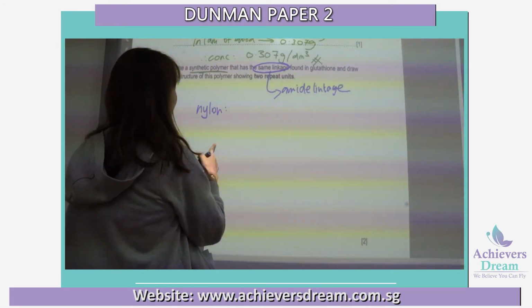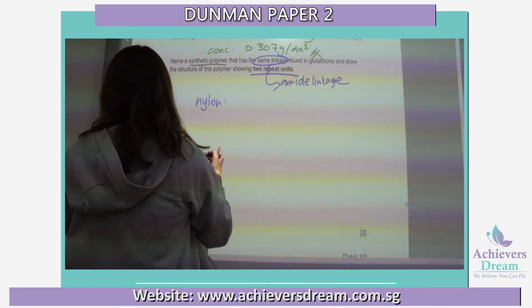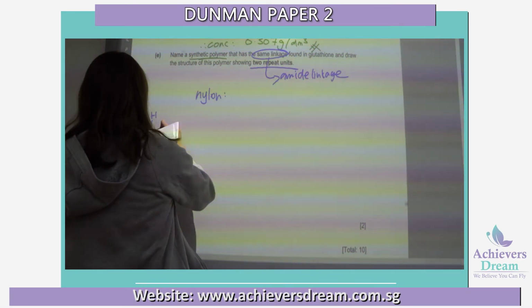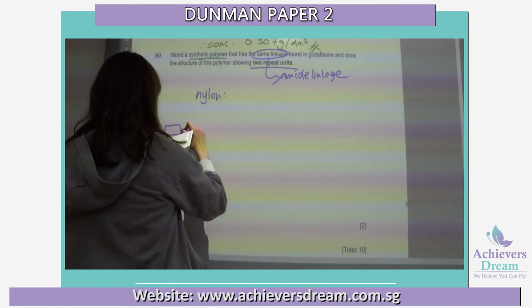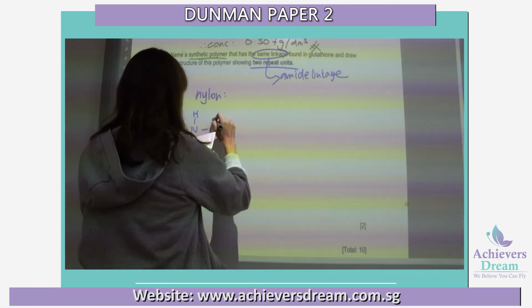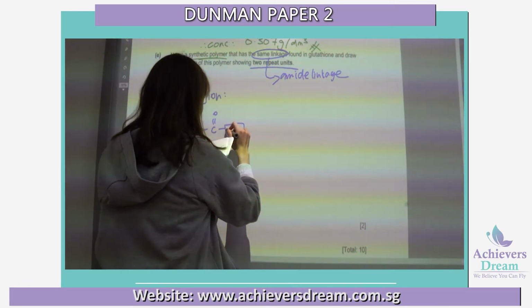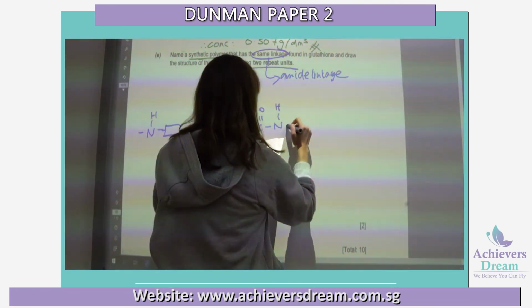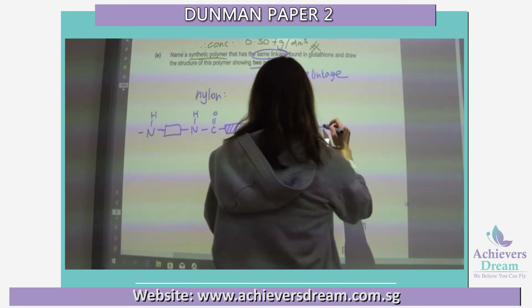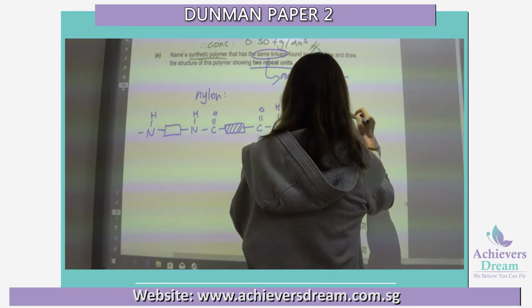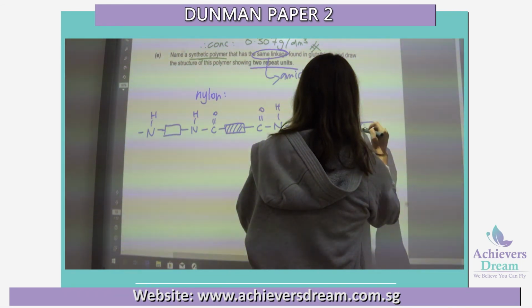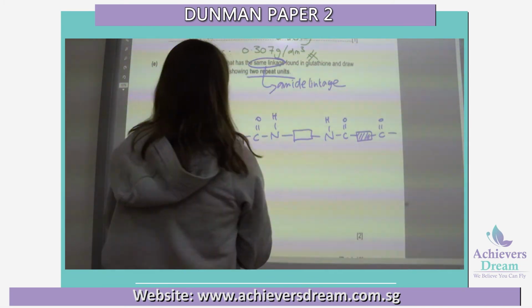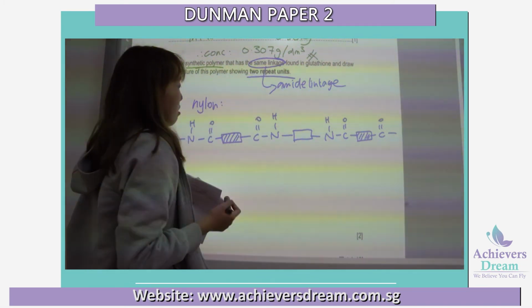And what is the structure? Showing 2 repeat units. This one is straight from the notes, so just refer to the notes for this. So this is the structure. Remember, you must show 2 repeat units.